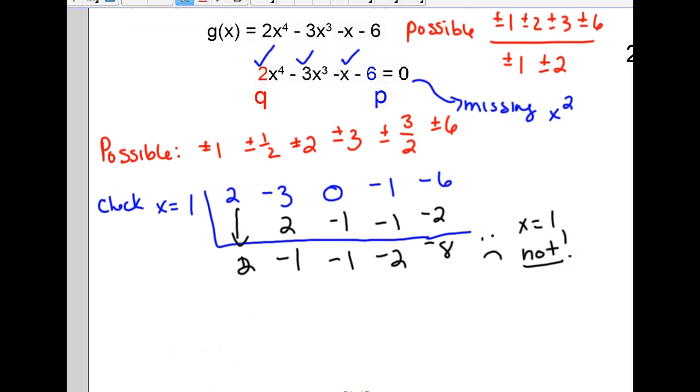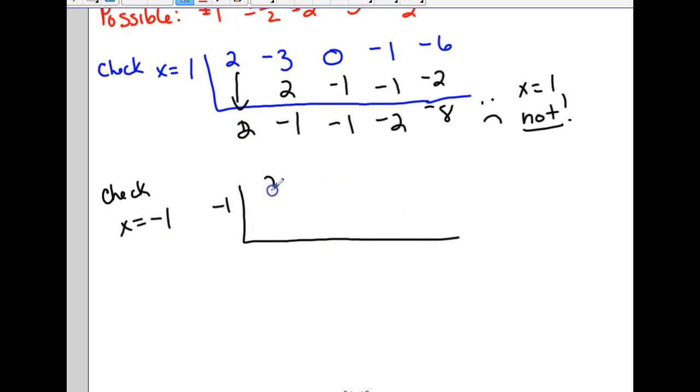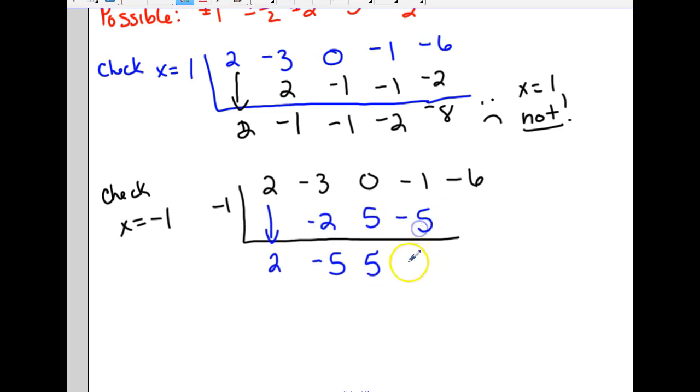All right. So let's try x equals negative 1. So now we're going to check. And notice I'm saying check, so I don't get myself confused. We have a 2, a negative 3, a 0, a negative 1, and a negative 6. All right, let's drop our 2 down there. We get a negative 2. Let's add them. We get a negative 5. Let's add them. We get a 5. Here we get a negative 5. That gives me a negative 6. Oh, I'm happy. That's a positive 6. So I have a remainder of 0, which means x equals 1 is a root.